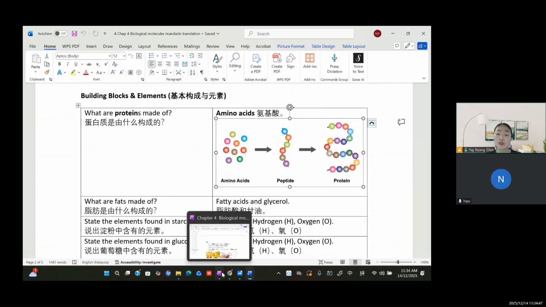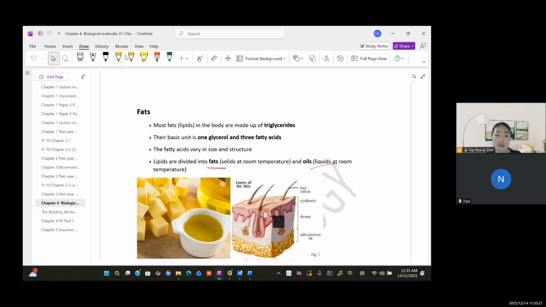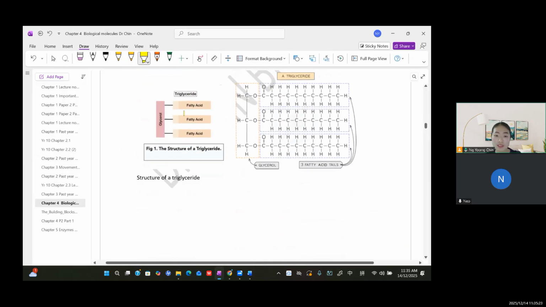And then today we're going to talk about lipids. I think we talked about lipids before. So for the fats, sometimes we call them oils and fats. Fats refer to those that are solid at room temperature, and oils are liquid at room temperature, and they are referring to triglycerides. Triglyceride itself is a polymer because it is made from monomers, which are 1 glycerol and 3 fatty acids.